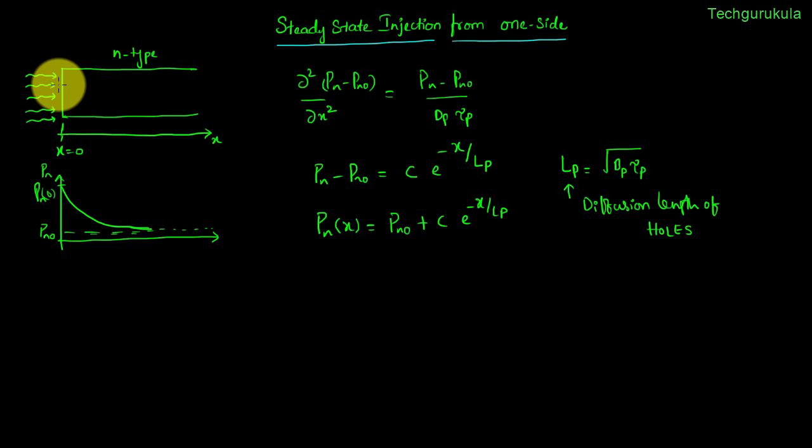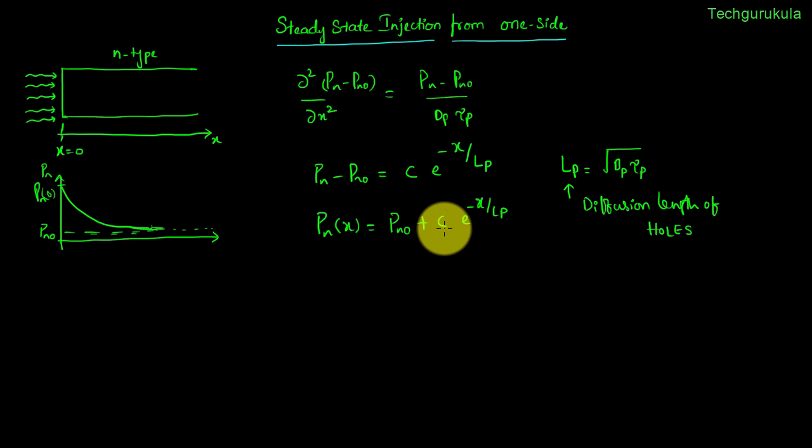As we know, these carriers move to the right side and recombine with the majority carriers. As we move further into the n-type, we would actually see the thermal equilibrium concentration itself. That's why we have this concentration, as x increases, reaching the thermal equilibrium concentration.